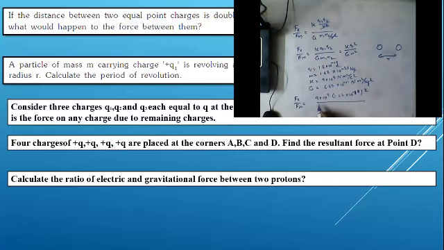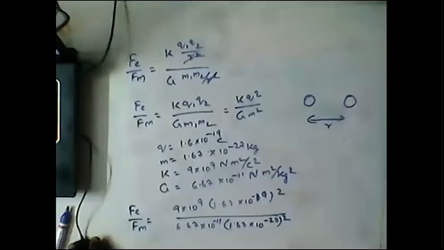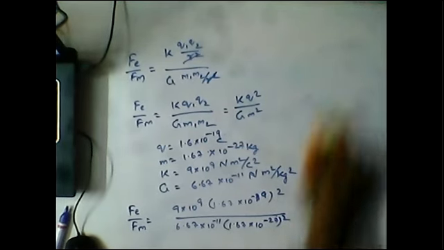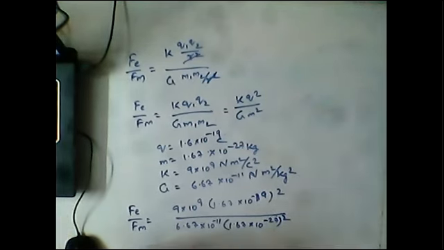Okay, and here we are having 6.67 into 10 power minus 11 into, we can write this as 1.67 into 10 power minus 27 whole square. Okay, guys, so I'm just erasing the point. So what we are having here is Fe by Fm.